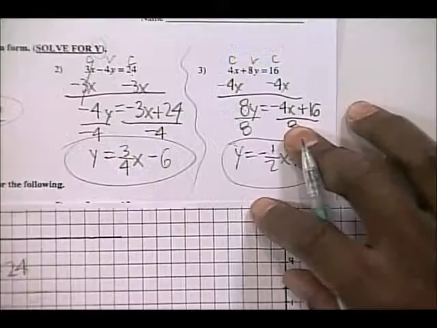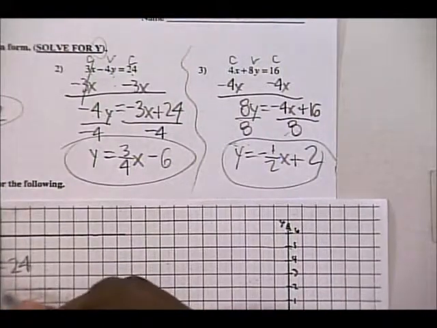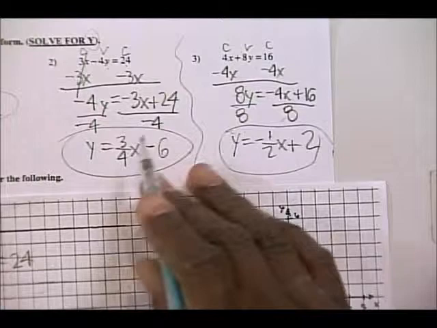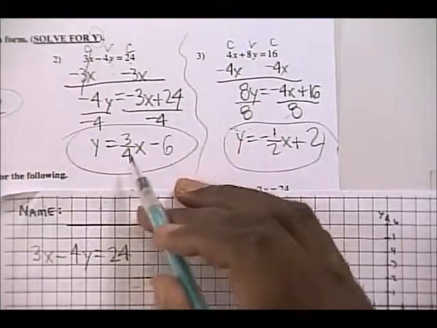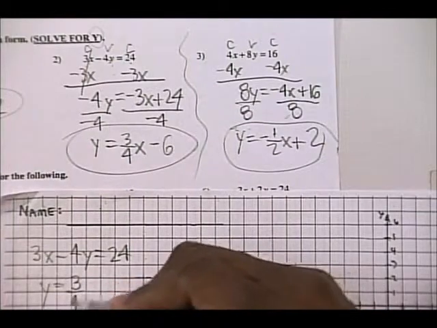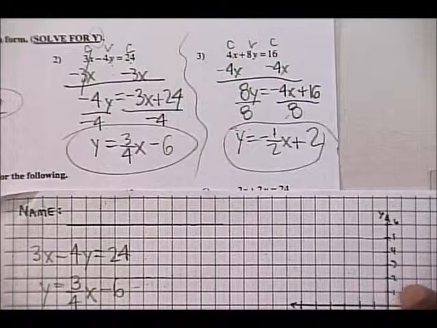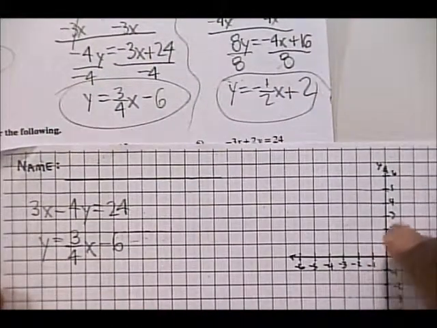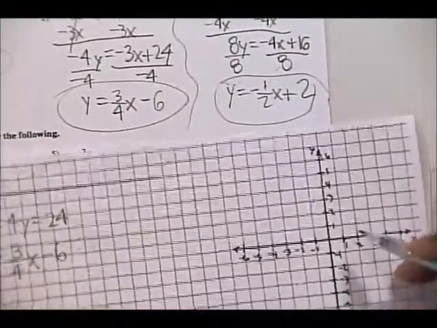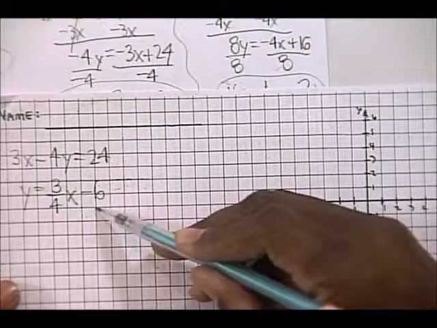All right, the first method of graphing is to put this equation in slope-intercept form, and we've already done that. So I'm not going to do it again. So we got y is 3/4 x minus 6. Now the first thing I'd like you to do, I've got my coordinate plane already drawn here. So I'd like you to go to the y-intercept.